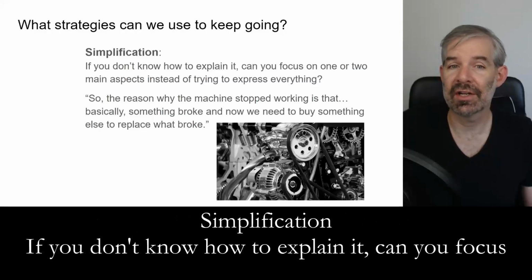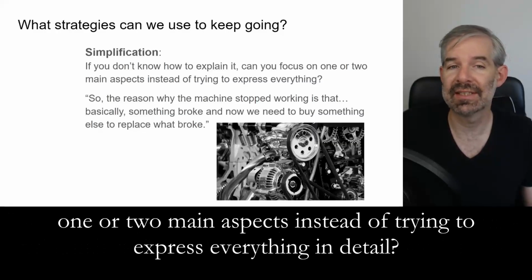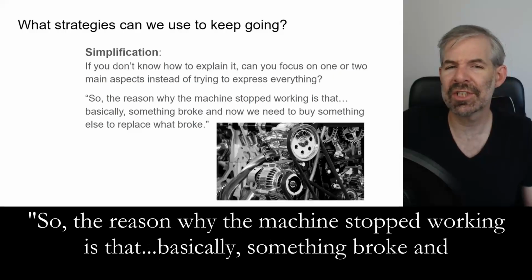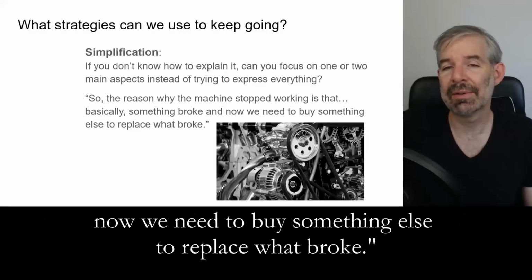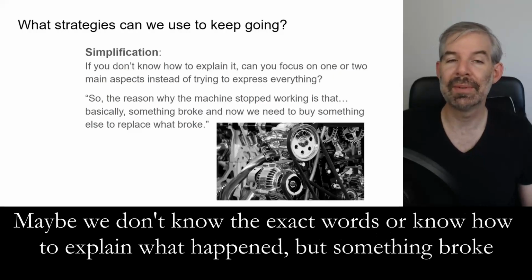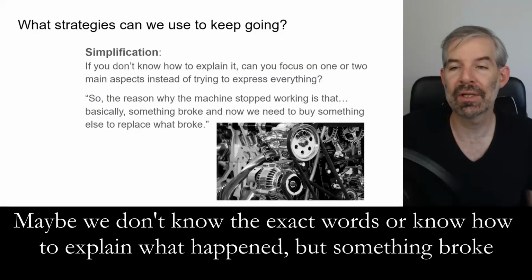Simplification, if you don't know how to explain it, can you focus on one or two main aspects instead of trying to express everything in detail? So the reason why the machine stopped working is that basically something broke and now we need to buy something else to replace what broke. So maybe we don't know the exact words or how to explain what happened, but something broke and we're replacing it.